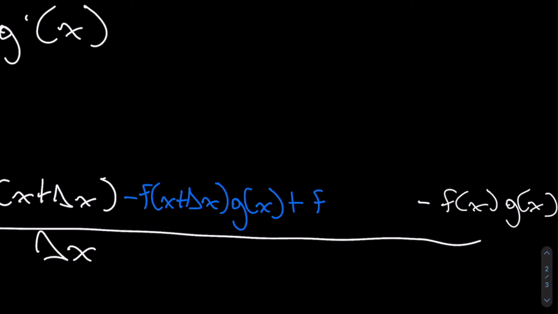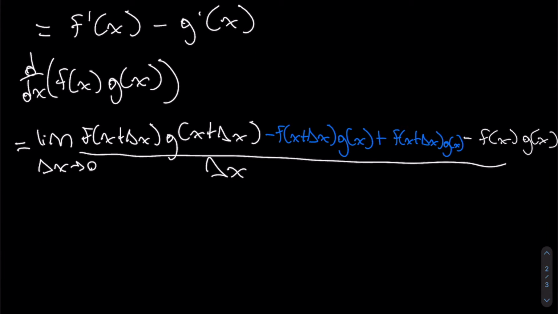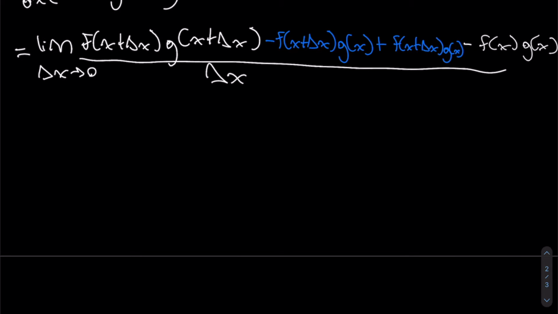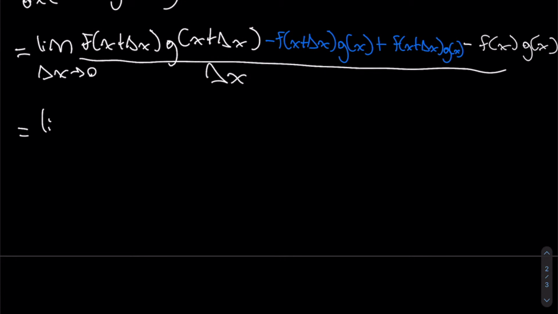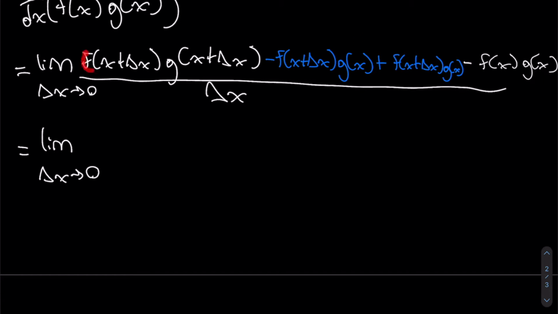Okay, so I just added and subtracted the same thing. So these two things actually cancel out, and I'm adding 0. I'm not changing anything. But by adding 0 this way, what I can do is, for these two terms, I can factor out a f at x plus delta x. So you can see f at x plus delta x is in both of those. So I'll go ahead and do that.